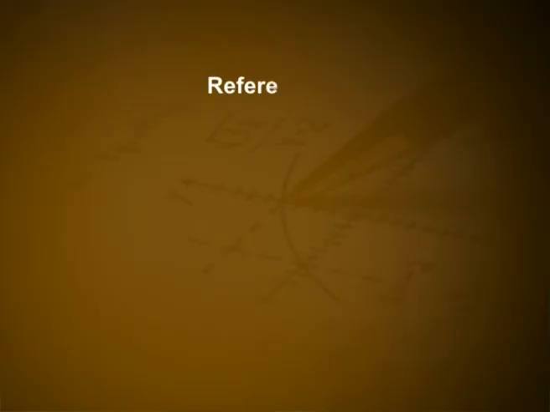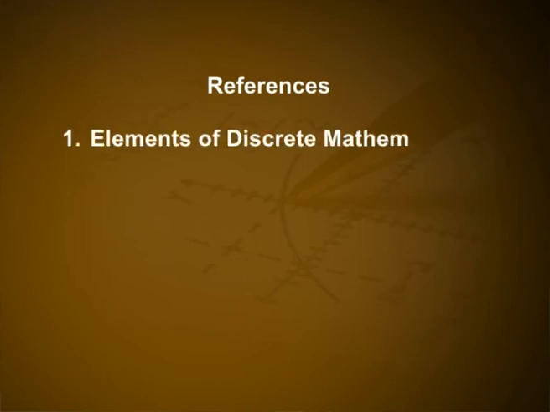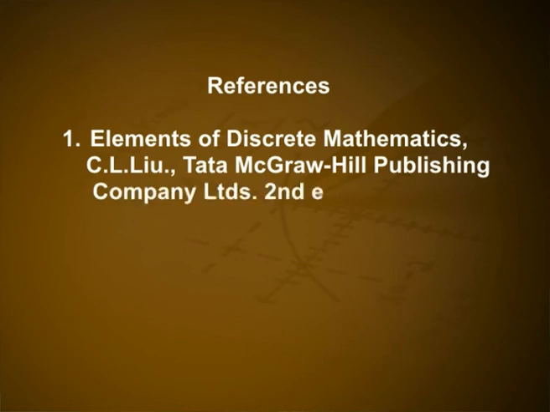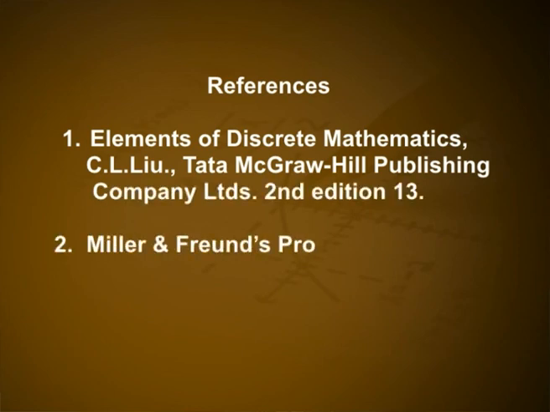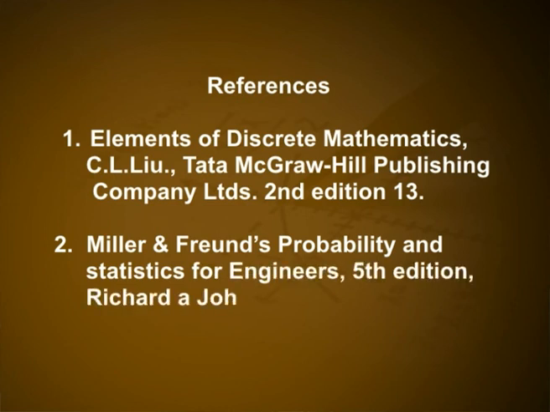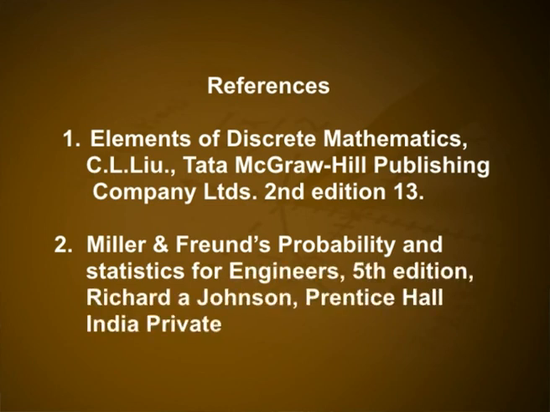The following books are recommended as reference. Elements of Discrete Mathematics by C. L. Liu, Tata McGraw-Hill Publishing Company, 2nd edition. Miller and Freund's Probability and Statistics for Engineers, 5th edition, by Richard A. Johnson, Prentice Hall India Private Limited.